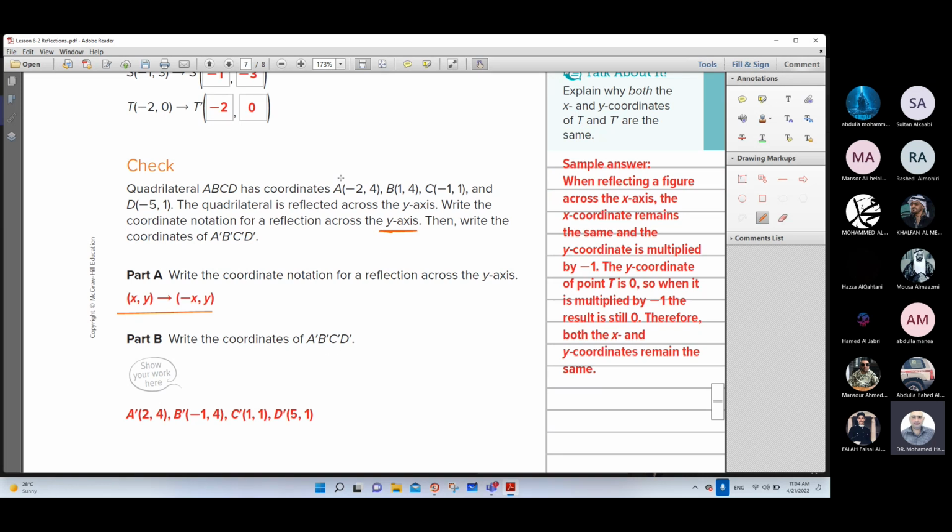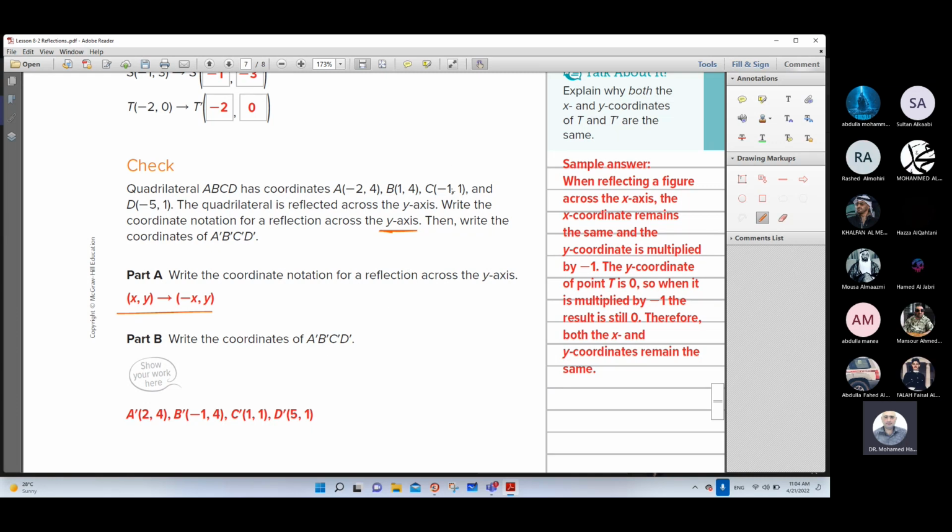Here for A we keep the y, 4. Negative 2, what is the opposite of negative 2? 2. Here we have 1, 4. Take the same y, here 4, here 4. x here will be 1. What is the opposite of 1? Negative 1. Here, negative 1, 1. Take the same y, here 1, here 1. What is the opposite of negative 1? Here, negative 5, 1. Take the same y, 1. And what is the opposite of negative 5? It will be 5.